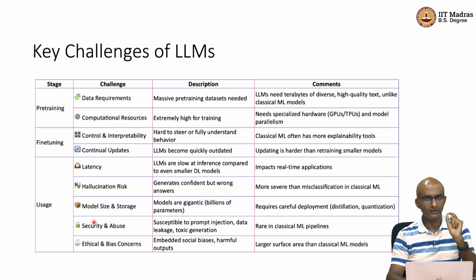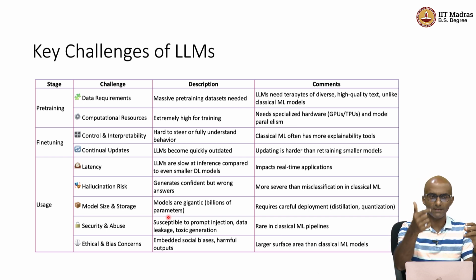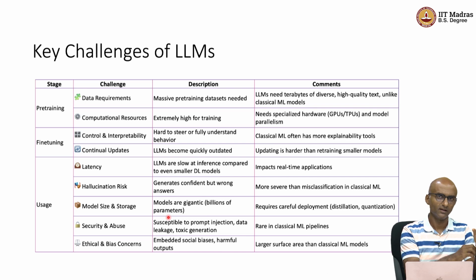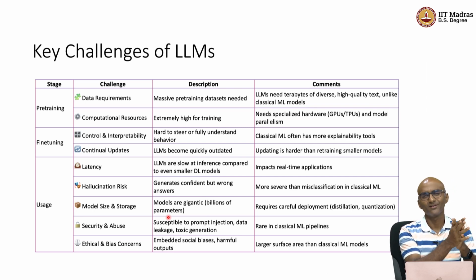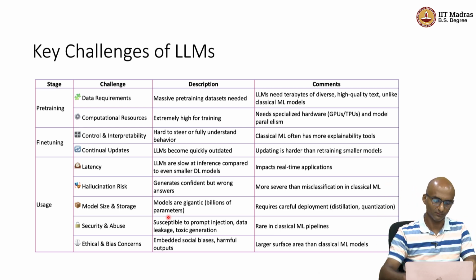Security and abuse is something that you'll have to watch out for as a challenge when it comes to using LLMs. So here, different types of security problems exist. We'll talk a bit about it in next week's lectures: prompt injection, data leakage, etc. So these newer types of security risks are rare in classical ML pipelines. Classical ML itself has rare security problems. We spoke about it a couple of weeks ago. This takes it up a notch even more.